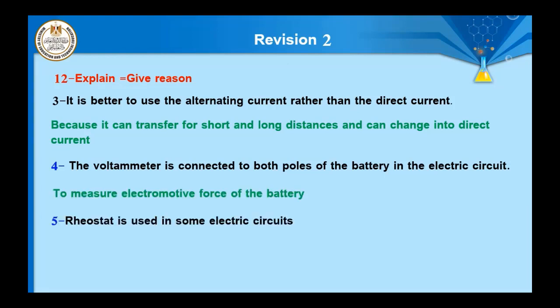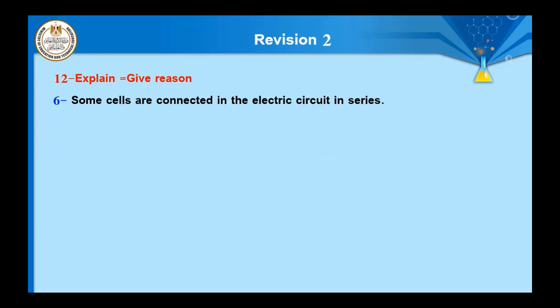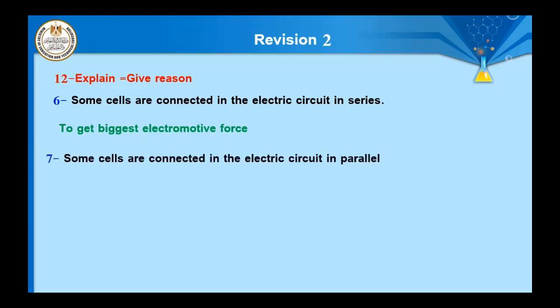Number 5. A rheostat is used in some electric circuits. He asked you about the function of the rheostat. Why? We connect a rheostat in the electric circuit, for example, Ohm's electric circuit, to control the electric current intensity and potential difference. Number 6. Some cells are connected in the electric circuit in series. Why? We connect electric cells in series to get the biggest electromotive force. 7. Some cells are connected in the electric circuit in parallel. It is the opposite of question number 6, to get the smallest electromotive force.